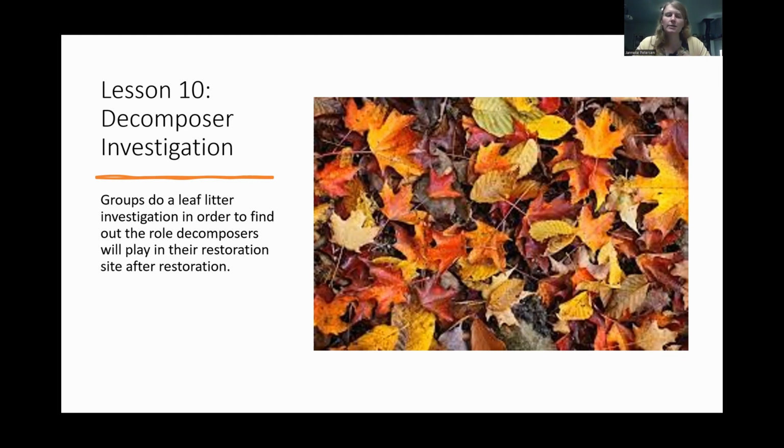So lesson 10 is a decomposer investigation. Groups do a leaf litter investigation in order to find out the role decomposers will play in their restoration site after restoration. So you're actually going to collect some leaf litter from your reference ecosystem or from a nearby ecosystem, bring it in. Each group gets it on a tray. They're going to sort through it, of course, using that guided worksheet in their notebook that is step by step.